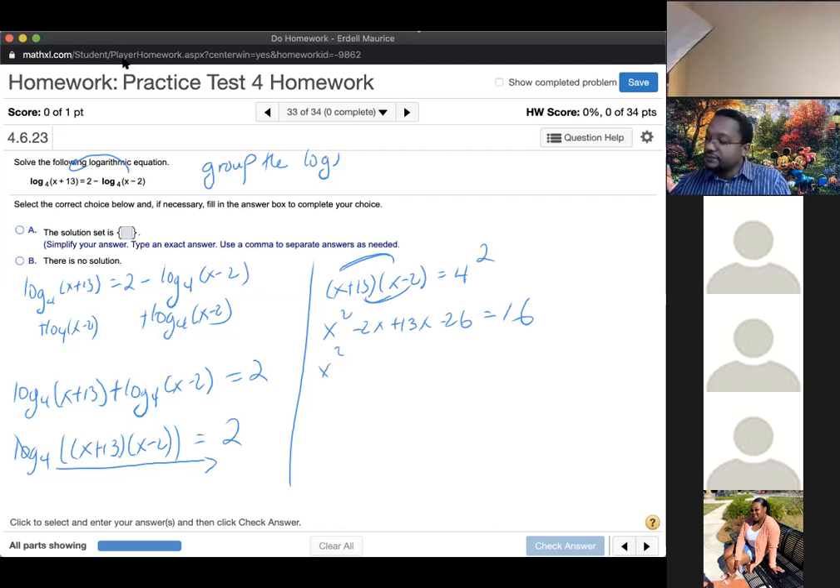x squared plus 11x, I get negative 10. When I add them, I get 11. Is that possible?